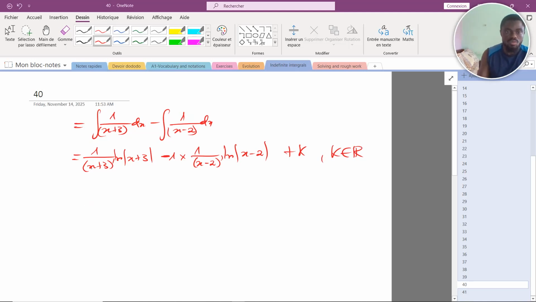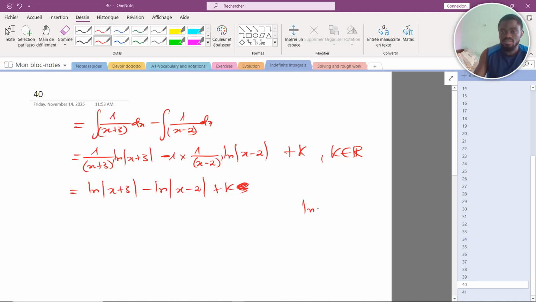Okay, when I differentiate what is under here, it gives me 1. When I also differentiate this, it gives me 1. So this will be equal to simply ln of the absolute value of x plus 3 minus, the derivative of this is 1, so ln of the absolute value of x minus 2 plus our constant of integration k.